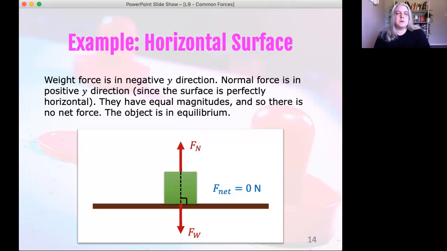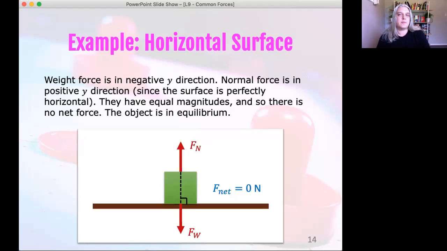So here's an example. On a horizontal surface, we've got the weight force on the object straight down and the normal force on the object straight up. Notice that these are both forces acting on the object. The object is our system here. The surface is not part of the system. If we were going to include the surface in our system, we would have to illustrate the force of the object pushing onto that surface. And that's not the weight force. The weight force acts on the object and pulls it downwards.